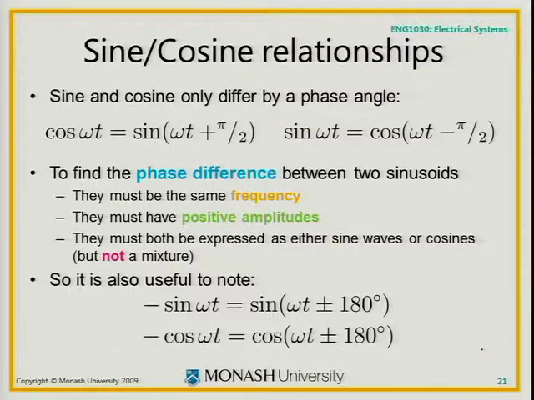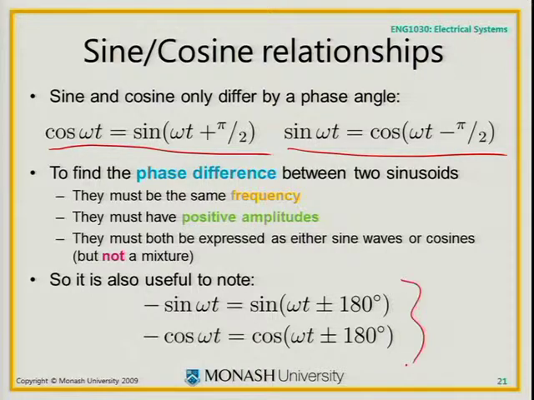You need to know these relationships between sine and cos. In particular, you can write cos as sine of omega t plus pi on 2, plus 90, and sine omega t is cos of omega t minus pi on 2, or 90. Another useful thing: for minus sine, you can instead add plus or minus 180 degrees to the phase, if you want to get rid of the negative sign out the front.